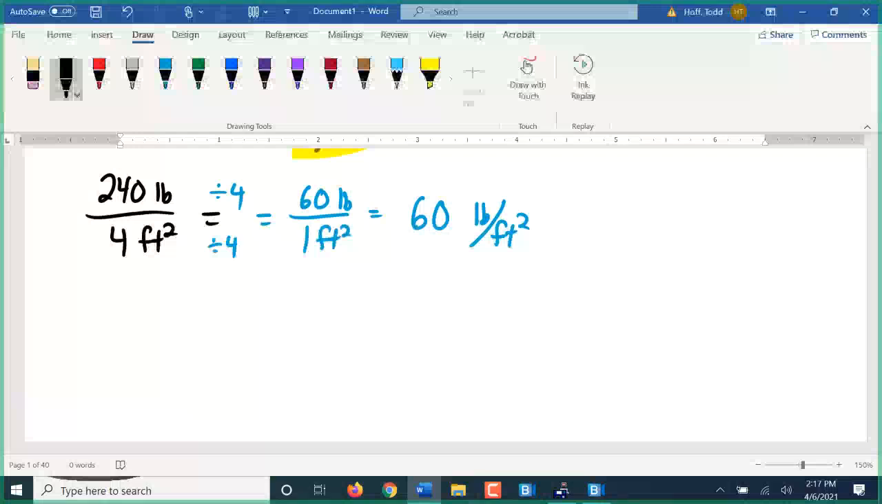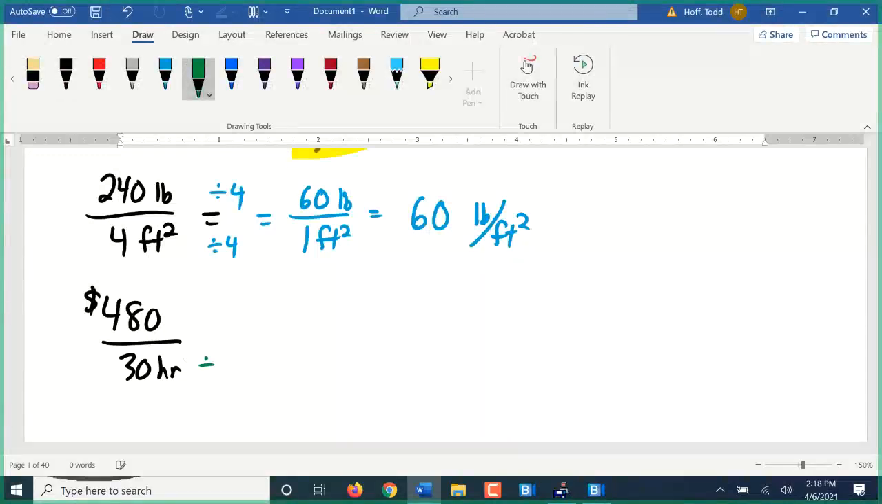Another common rate you might run into is you might make $480 in 30 hours. Well, to express that as a unit rate, we will divide by that second number, the 30.